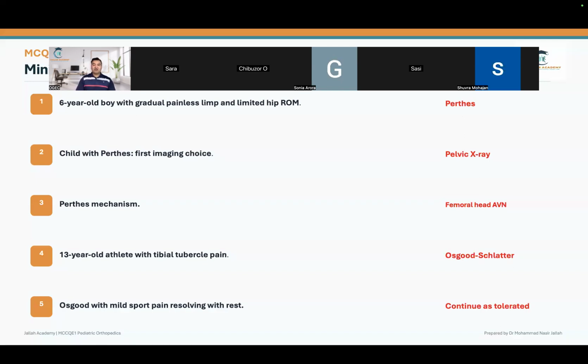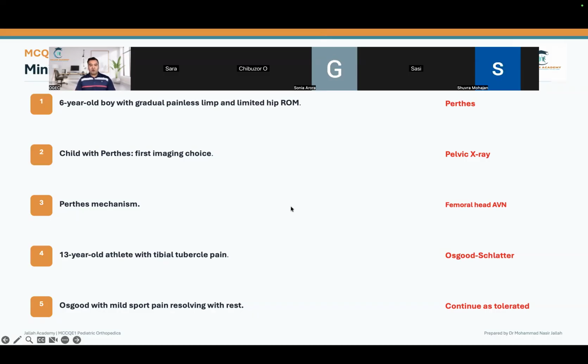And then you can do MRI if X-ray is not helpful or conclusive, and you can refer to orthopedics. Perthes mechanism. What is the mechanism? It is a femoral head avascular necrosis, and it's idiopathic. Nobody knows why, but it is avascular necrosis of the femoral head.